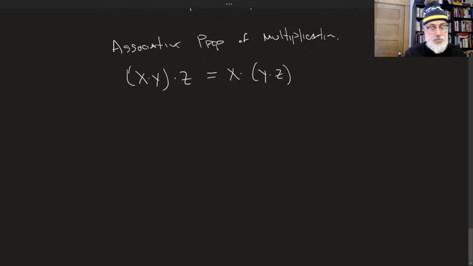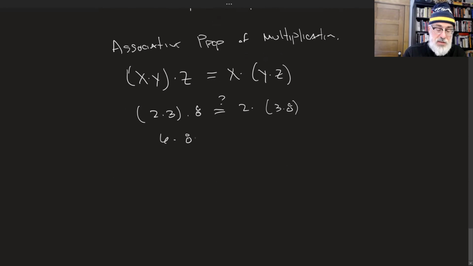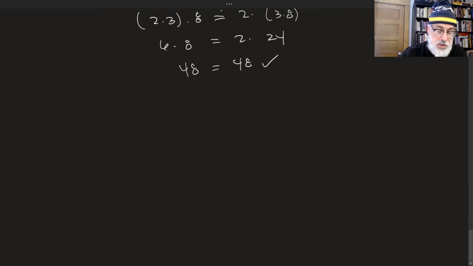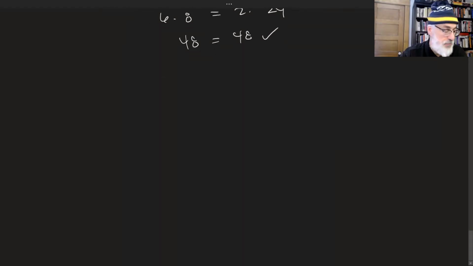So an example, simple one, is 2 times 3 times 8. Is that the same as 2 times (3 times 8)? Order of operations, we do parentheses first. 2 times 3 is 6, times 8 is 48. And 3 times 8 is 24, 2 times 24 is 48. So yes, no surprise, that checks out. Those are pretty clean, quick examples.